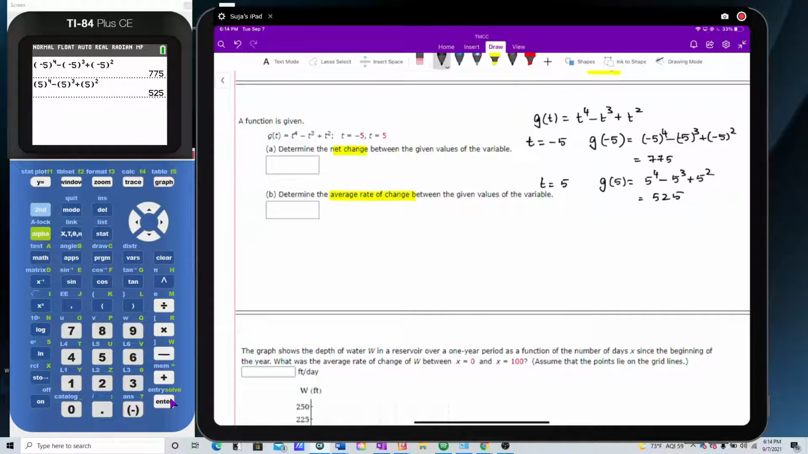So to find the net change, I just have to subtract the two. So I would go 525 minus 775. So if I subtract it, 525 minus 775, I get -250.